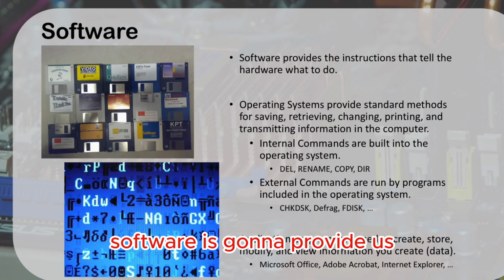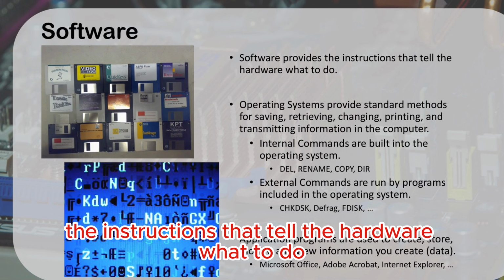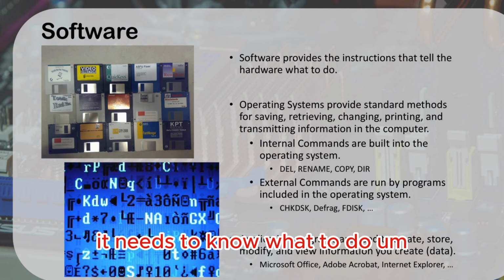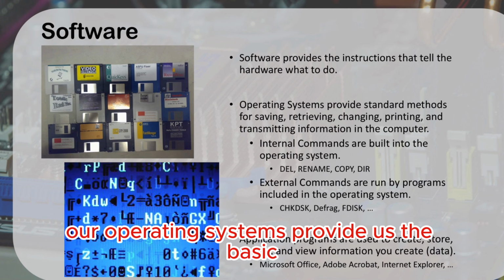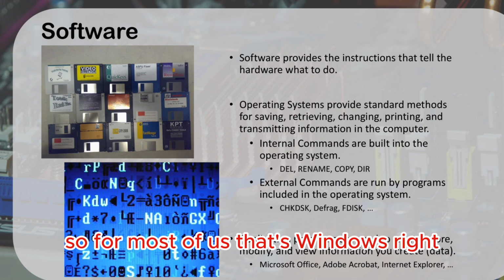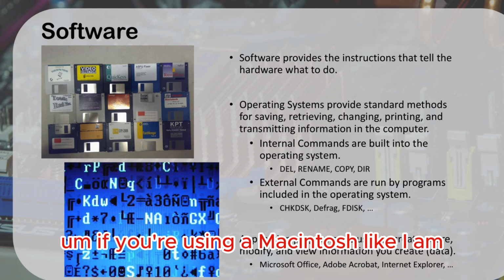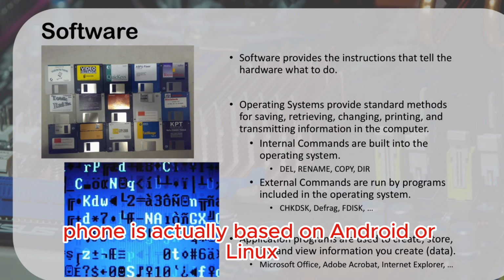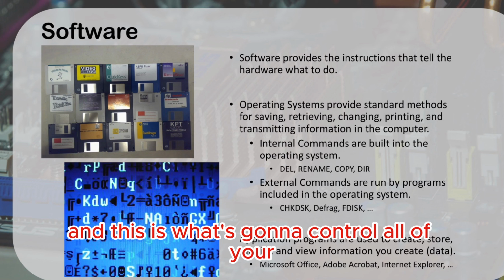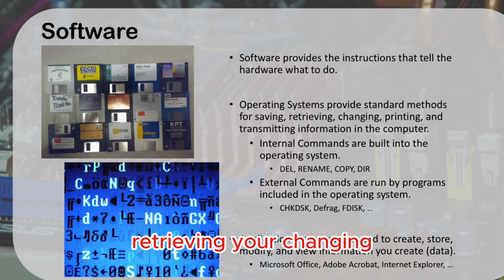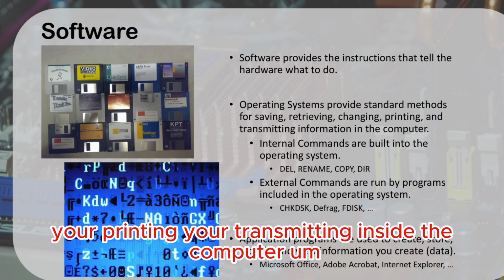Software. So software is going to provide us the instructions that tell the hardware what to do. Without the software, the hardware just sits there. It needs to know what to do. Our operating systems provide us the basic low-level functions for us to be able to do what we need on the computer. So for most of us, that's Windows, right? If you're using a Macintosh like I am, it's OS X, which is Macintosh's operating system. If you have an Android phone, it's actually based on Android or Linux. And this is what's going to control all of your systems on the computer. It's going to allow you to do your saving, retrieving, your changing, your printing, your transmitting inside the computer.